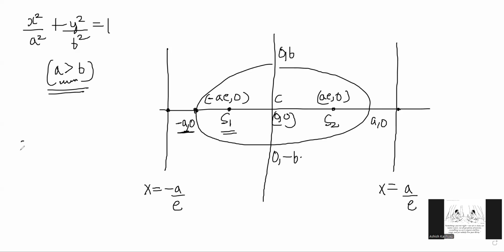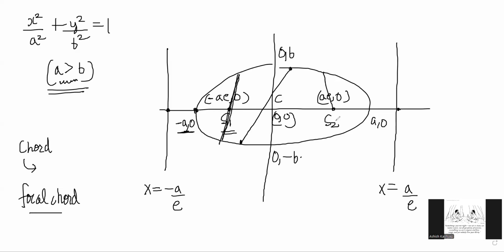So obviously, what is a chord? A chord is simple. Any line joining two random points on the ellipse is a chord, right? And similarly, what is a focal chord? A focal chord is a special chord that passes through the foci. So this would be a focal chord, this would be a focal chord, and so on. And similarly, what is the latus rectum? The latus rectum is a special focal chord that is perpendicular to the major axis.